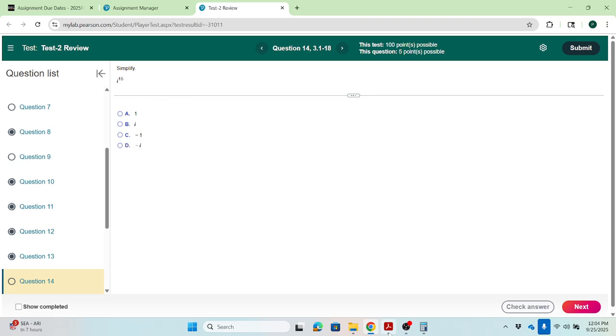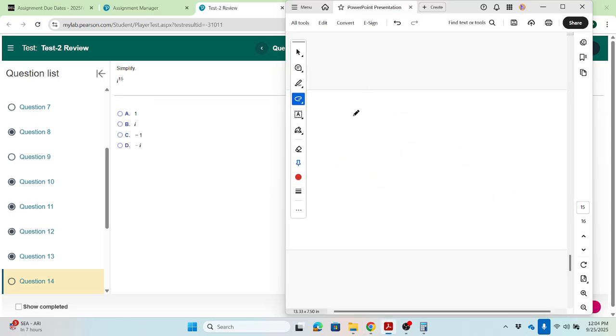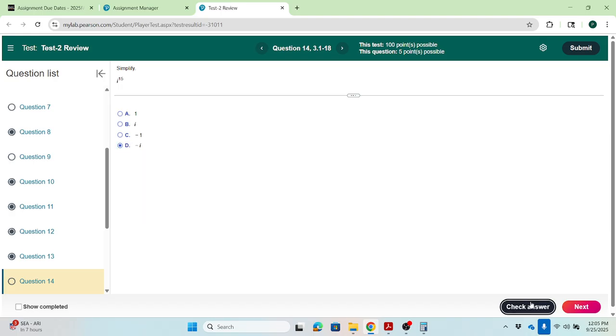i to the power 15. For a problem like this, keep in mind, i to the power 15 is i squared to the power 7, which is i to the 14, and we need one more i. This is i squared, meaning negative 1 to the power 7 times i. Negative 1 to the power 7 is negative, so the answer is negative i. The answer could be negative i, positive i, 1, or negative 1. These are the four options. For this, it's negative i.